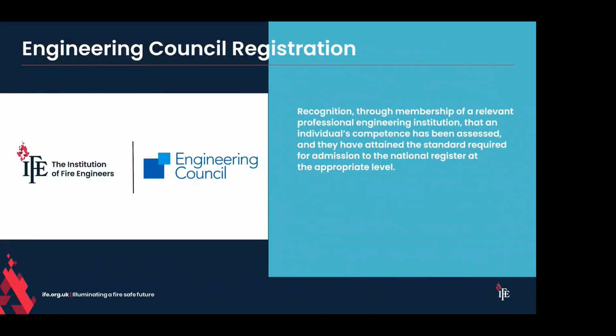As part of the IFE's Fire Risk Assessor application, all applicants are required to be third-party accredited via the IFE with the Engineering Council. This means that your competence has been assessed at the standard required for admission onto the register at the appropriate level.